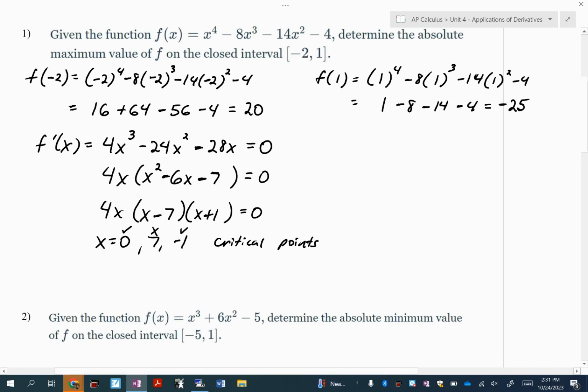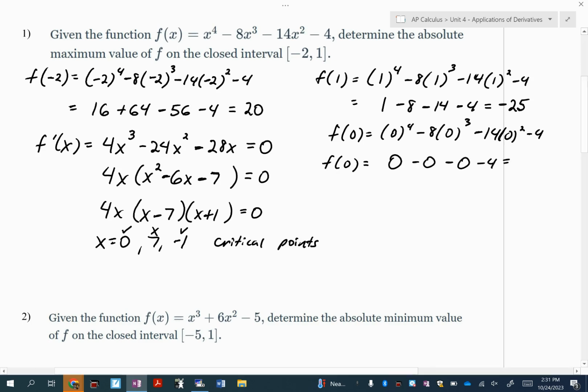So I'm going to be plugging in 0. Now, hopefully this one's pretty straightforward because all the zeros are going to make everything 0. So it's 0, -0, -0. So I really just care about the -4 at the end. So this is -4. And then I'm going to plug in my other critical point I cared about, which is -1.